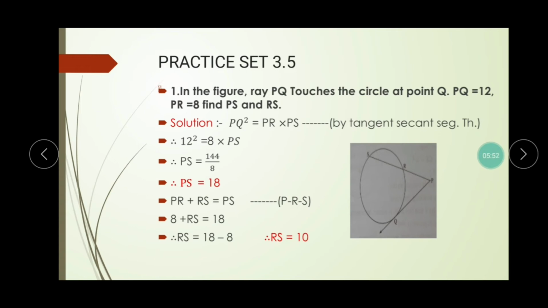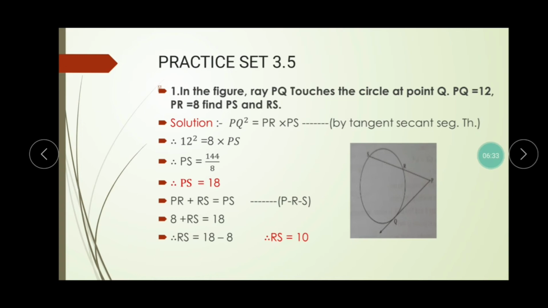Okay. So here we are going to use the tangent secant theorem. Why? Because here one of the secants touches the circle at points P and R, and a tangent touches the circle at point Q. So it will be PQ square is equal to PS into PR. Now what is given to us? Length of PQ and length of PR are given to us. From this equation we are going to find out length of PS. Therefore substituting the values, it will be 12 square is equal to 8 into PS.